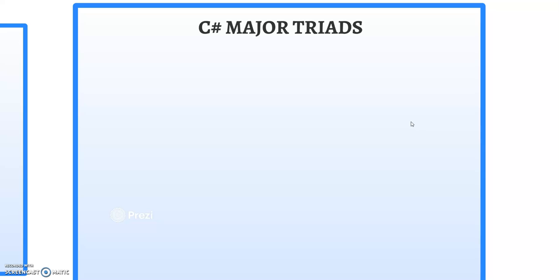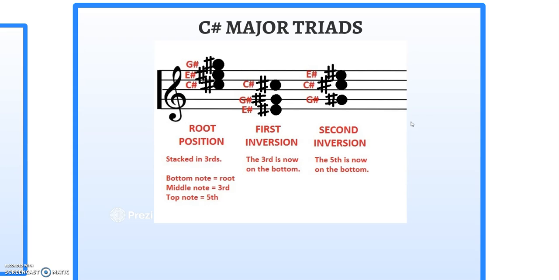Now we're going to look at some triads with some accidentals, and we're going to explore some things surrounding the spelling of triads and why the spelling is very, very important. Here are the C sharp major triads. We have our root position one, C sharp, E sharp, G sharp, stacked in thirds. Our first inversion chord, which has the third, that's E sharp, on the bottom. And then we have our second inversion chord where the fifth, which is G sharp, is on the bottom.